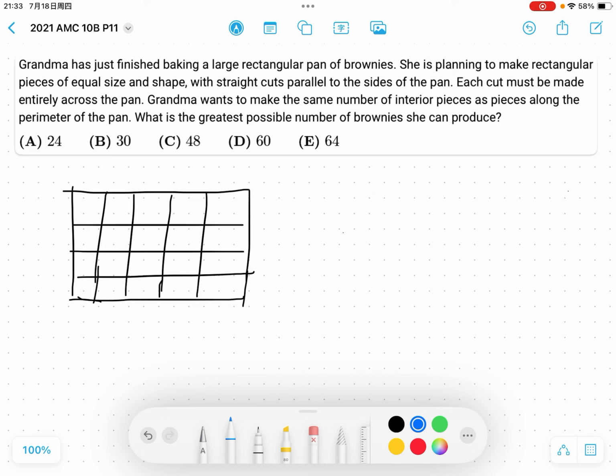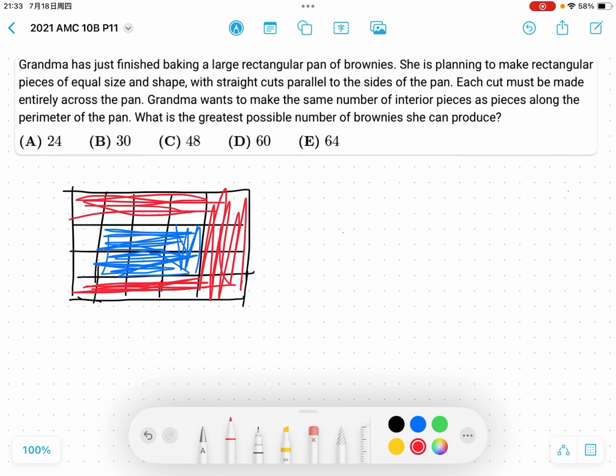So what are the interior pieces? This part here that doesn't touch the edge of the pan is called interior. It's the part I shaded in blue, and this part here I'm shading in red are the brownies that touch the perimeter.